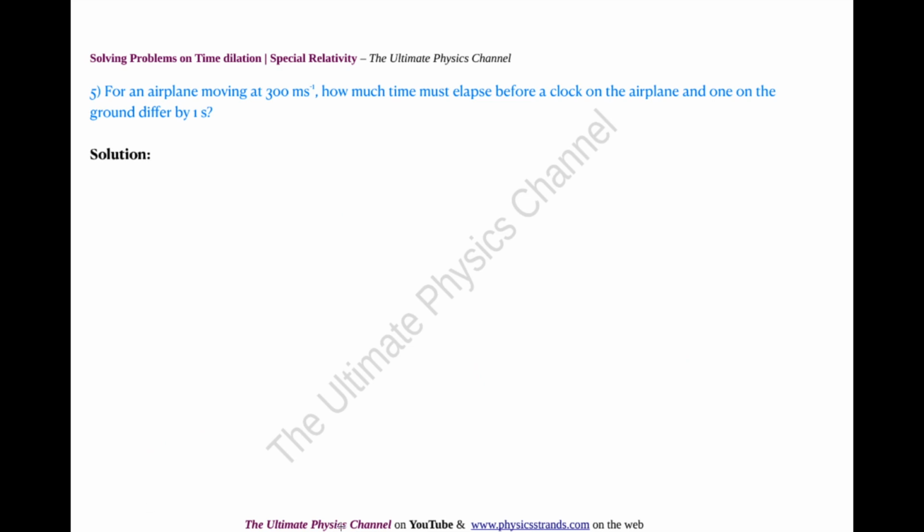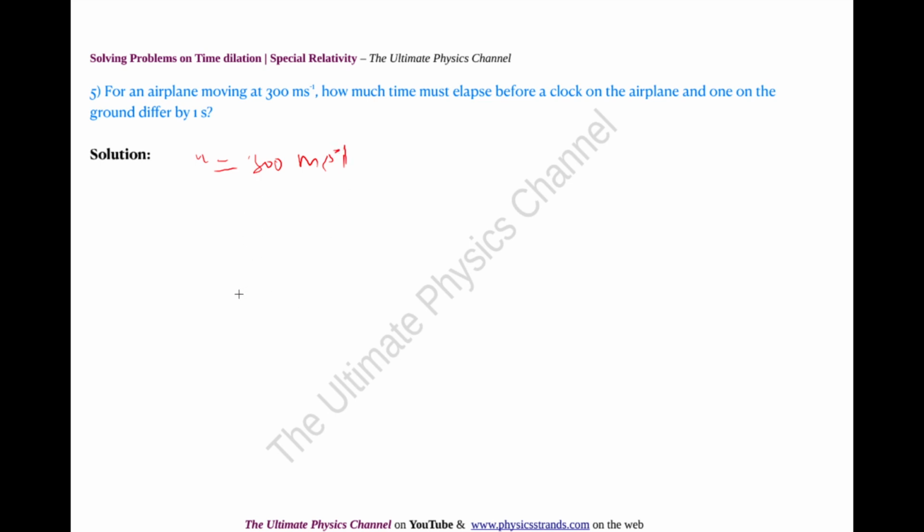Okay, let's move to the next one. For an airplane moving at 300 meters per second, how much time must elapse before a clock on the airplane and the one on the ground differ by 1 second? So this is not a very high speed here. u is just 300 meters per second.